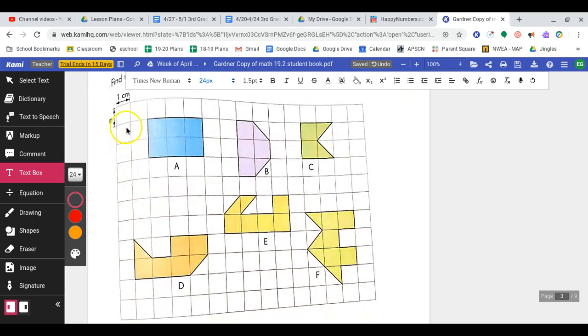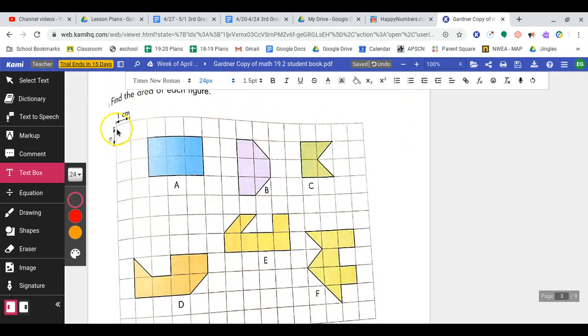Okay. This is also going to be some graph paper that measures in centimeters squared. We can see that here. So since this is 1 centimeter across, we know all of these are also 1 centimeter across or down. Okay, let's find the area of this one. 1, 2, 3 times 1, 2 equals 6 centimeters squared.